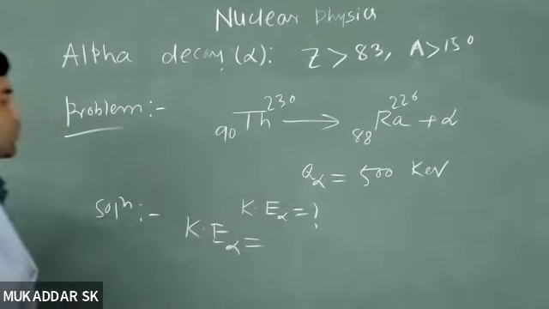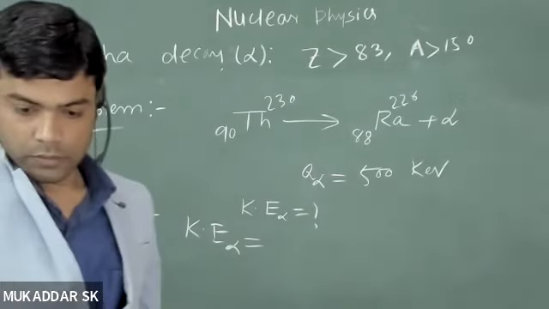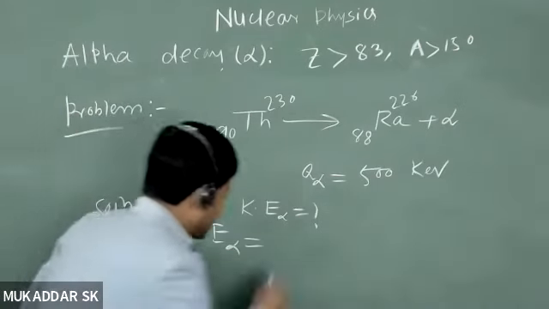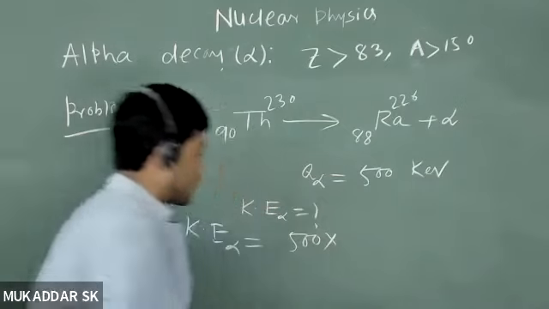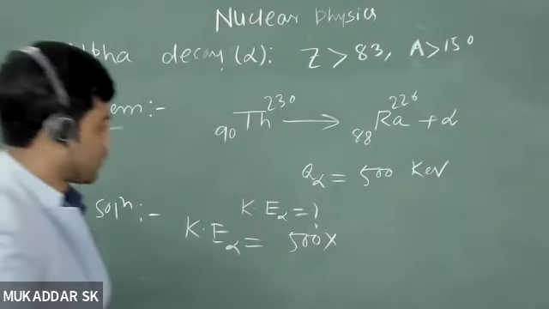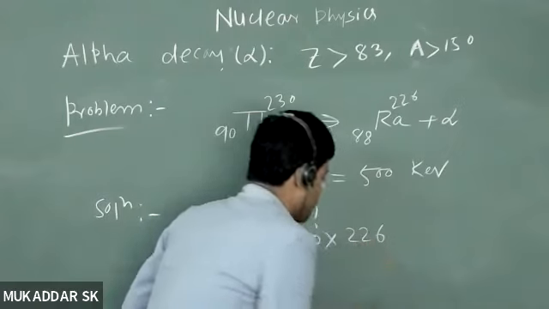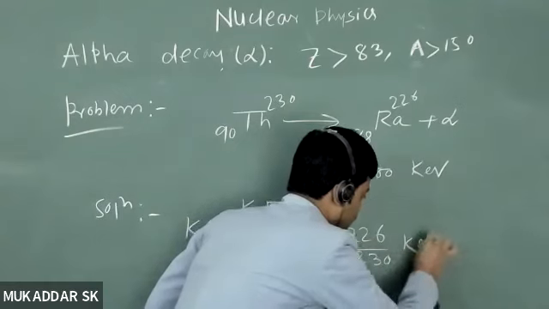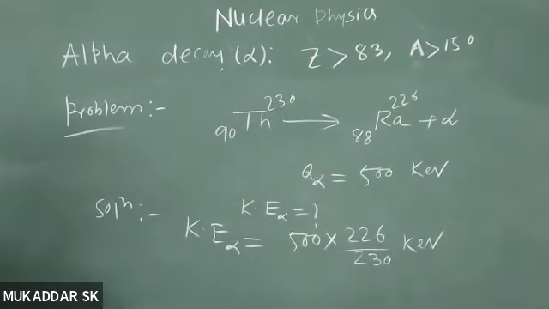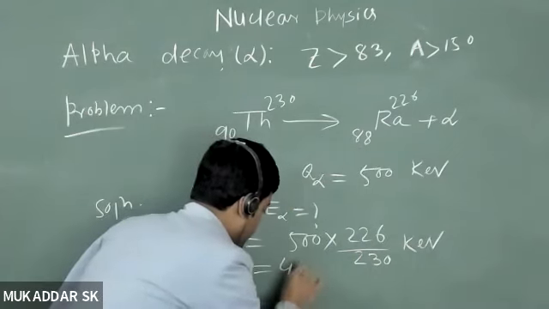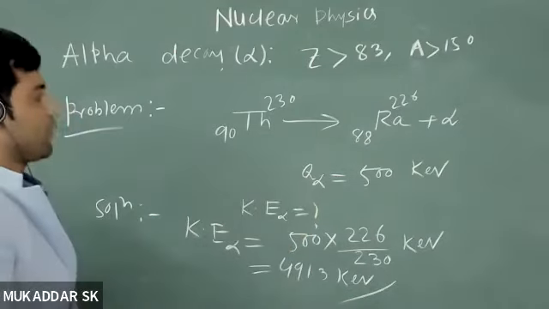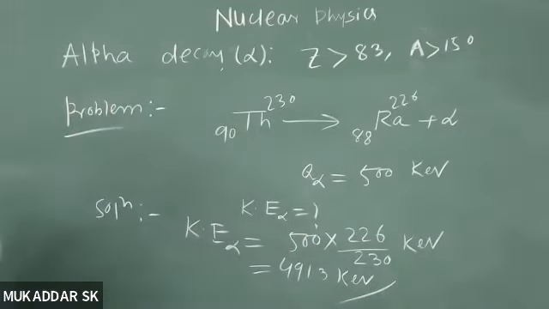What will it be, tell me. So 500 into? Exactly, 500 into 226, very good, upon 230. That unit will be kilo electron volt, right? So if you do that, 491.3 kilo electron volt. That is the kinetic energy carried by the alpha particle for this decay.